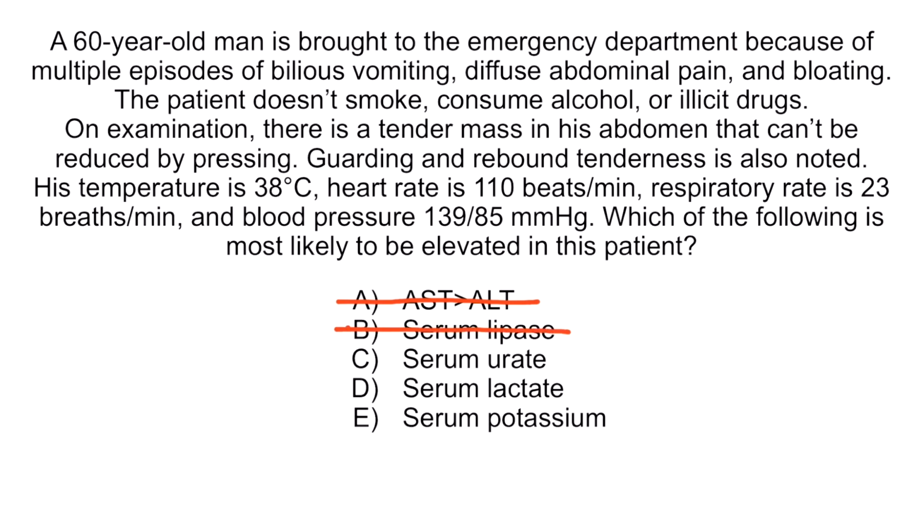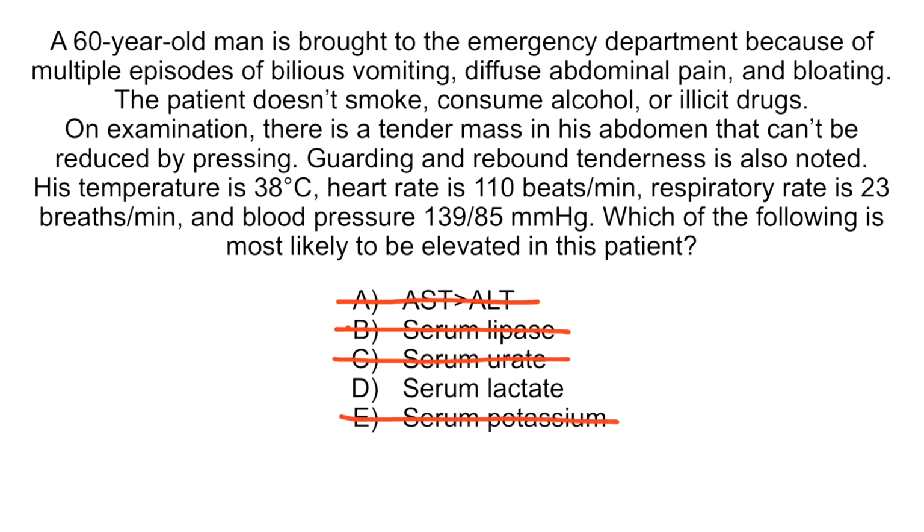Elevated serum lipase is evident in the case of acute pancreatitis, which is less likely since it typically presents with epigastric pain radiating to the back and wouldn't explain the non-reducible abdominal mass. Elevated serum urate can be seen in tumor lysis syndrome and some other metabolic disorders like gout. However, uric acid levels are not necessarily increased in bowel obstruction or incarcerated hernia.